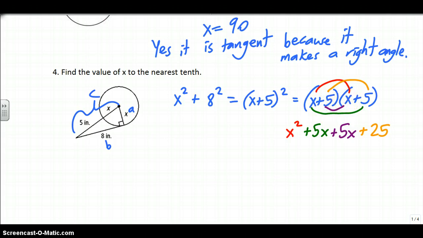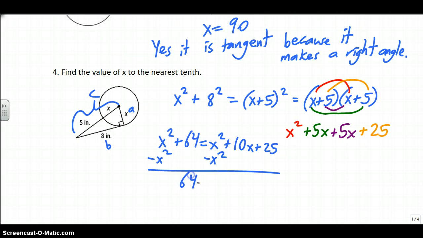Anyway, we can simplify this a little bit. So we have x squared plus 64. That's the left side. This side simplifies to x squared plus, combine our like terms, 10x plus 25. Right? Would everybody agree this becomes that? If I subtract x squared from both sides, the x squared part drops out, and I'm left with 64 equals 10x plus 25. Which is really nice.